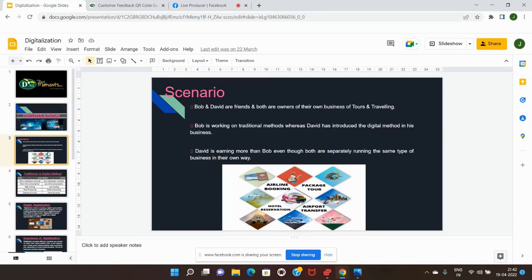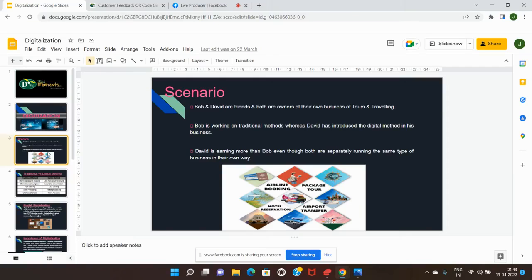The reason Bob is earning less is that he's using a traditional method where he takes a lot of time to complete the requests, complaints, and queries of the consumers, while David is earning more and more. Why? Because he's using the digitalization method. He's completing all the complaints, queries, and requests of the consumers in a way that the consumers' time is not wasted. In this way, David is earning more and more in this business.